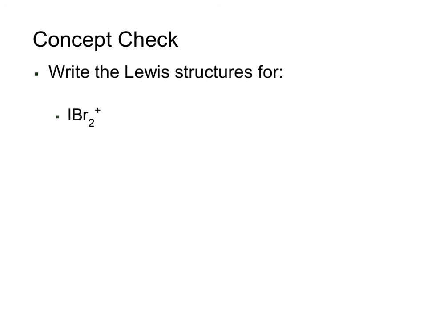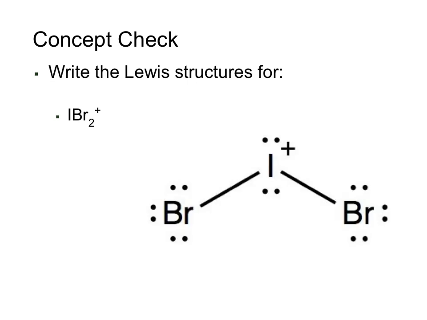Another example, here we have IBr2+. Remember, you have to adjust your electron count to account for any charges. Here we have a charge of 1+, and so you will need to subtract an electron from your atomic electron count. Stop the video now, write the Lewis structure, and then restart the video to check your answer. And here we have our Lewis structure for IBr2+.